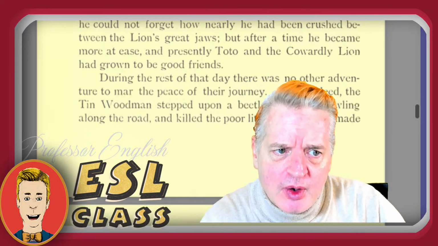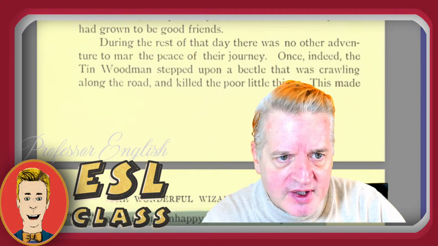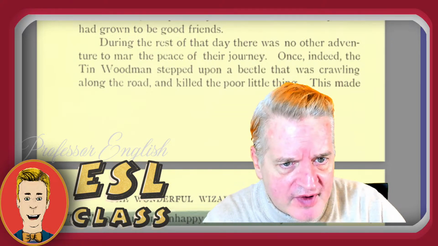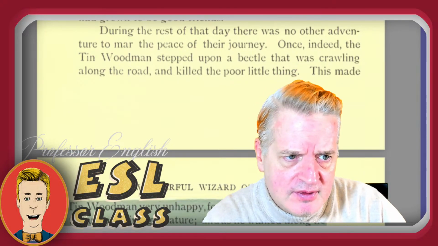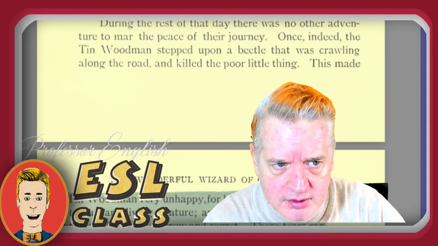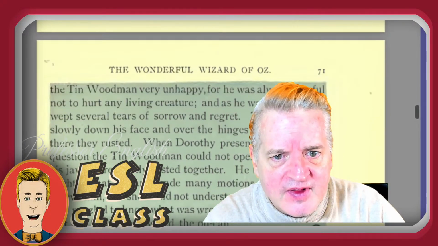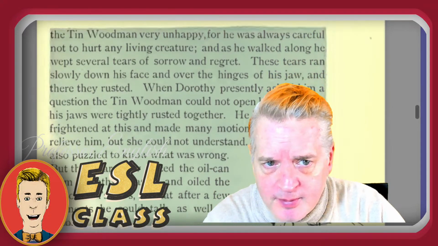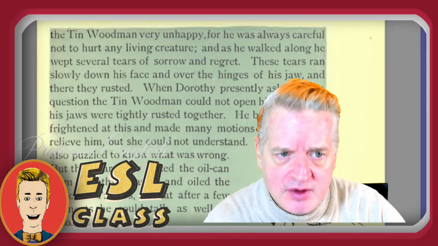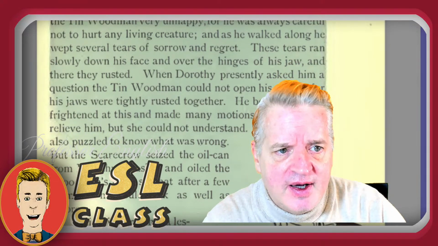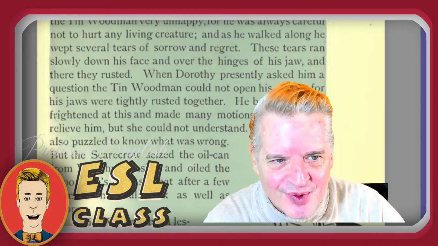And presently, Toto and the Cowardly Lion had grown to be good friends. During the rest of that day, there was no other adventure to mar the peace of the journey. Once, indeed, the Tin Woodman stepped upon a beetle that was crawling along the road and killed the poor little thing. This made the Tin Woodman very unhappy, for he was always careful not to hurt any living creature. And as he walked along, he wept several tears of sorrow and regret.